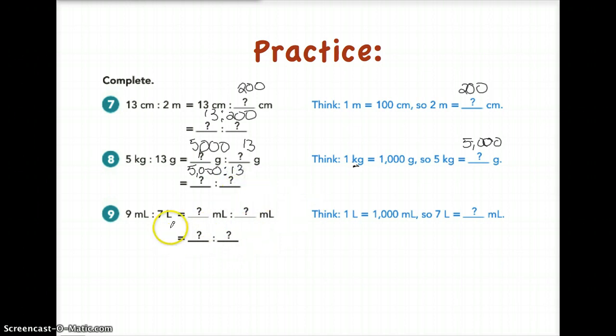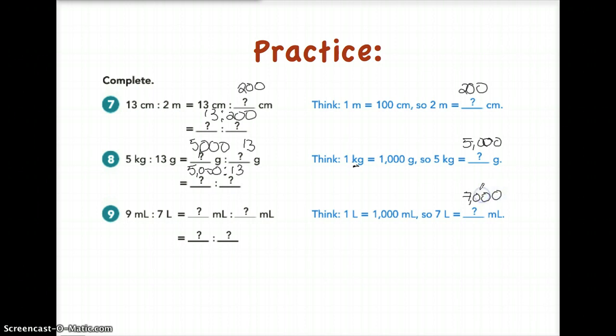Okay, let's try one more. We have 9 milliliters to 7 liters. So we have to figure out, let's change them both into milliliters. It has to be in the same form. So we have to think 1 liter equals 1,000 milliliters. Okay, so how many milliliters are in 7 liters? We just have to multiply by 7. This is an equivalent ratio or a proportion.